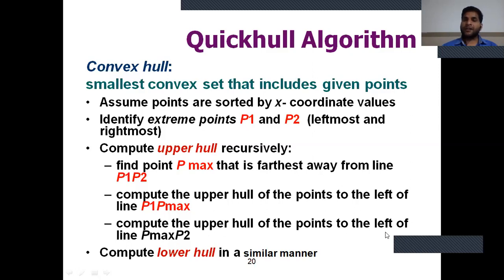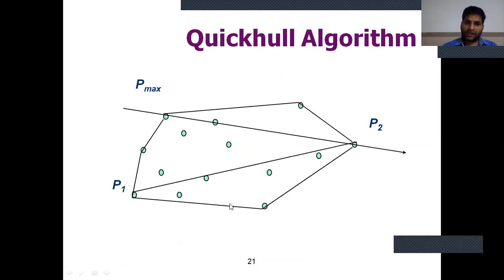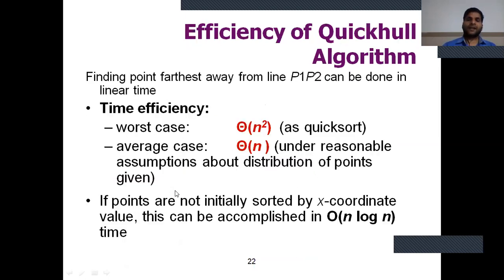Compute the upper hull point left of line P1 Pmax and compute the lower hull in a similar manner. Then finding the point farthest away from line P1, P2 can be done in linear time.